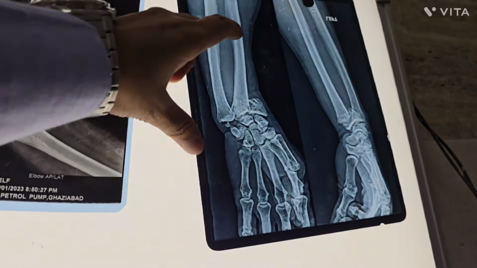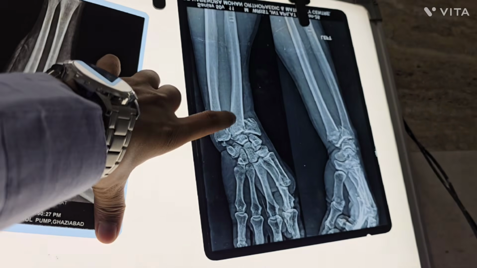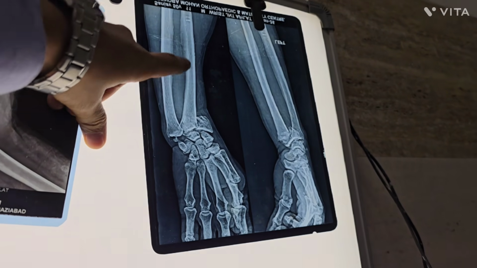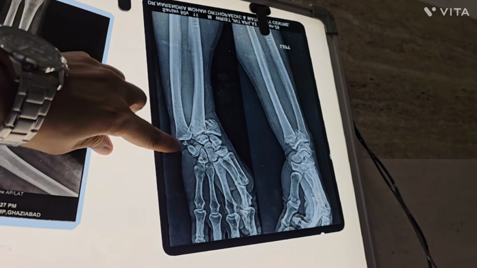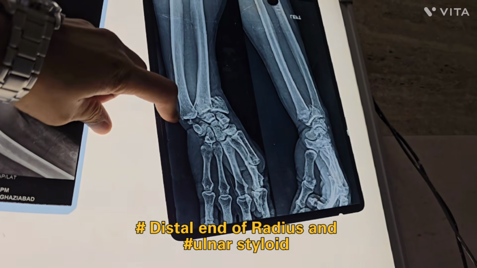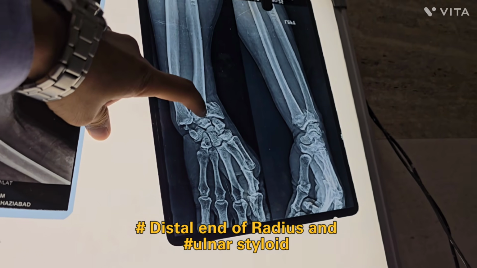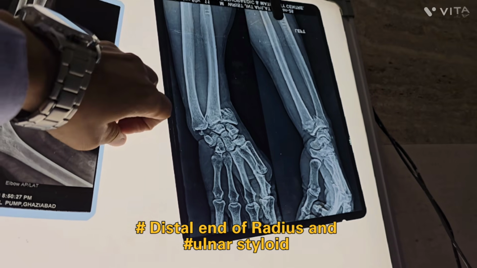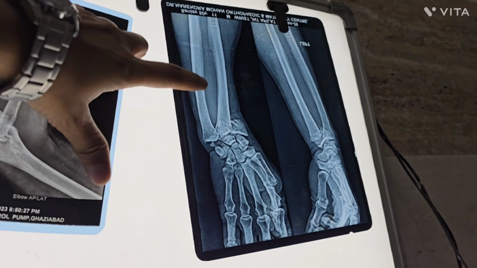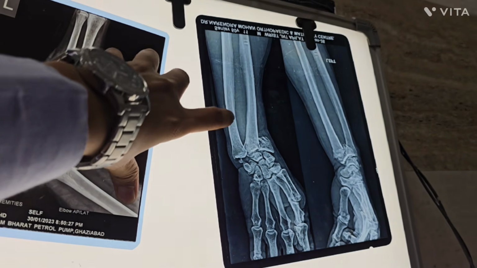Now the third one is the wrist joint. In this, this one is the ulna, this one is the radius. Here there is an ulnar styloid process fracture, and this one is a distal end of radius fracture. Okay, these all are carpals and these all are metacarpals. So in this, what are we going to do?